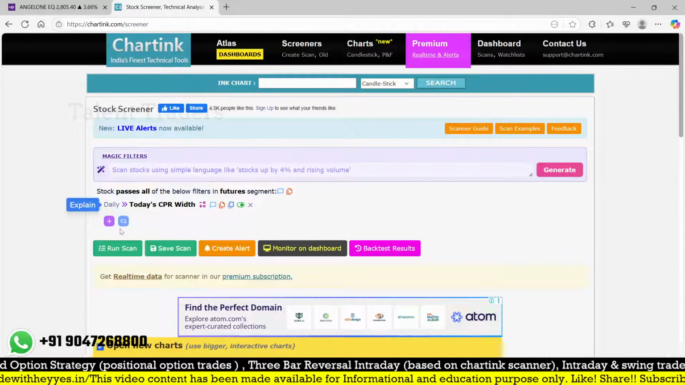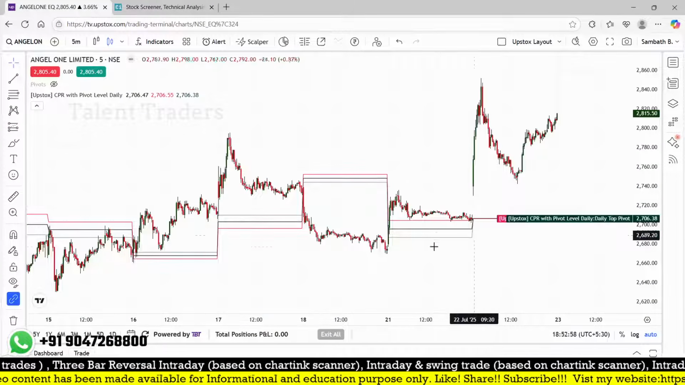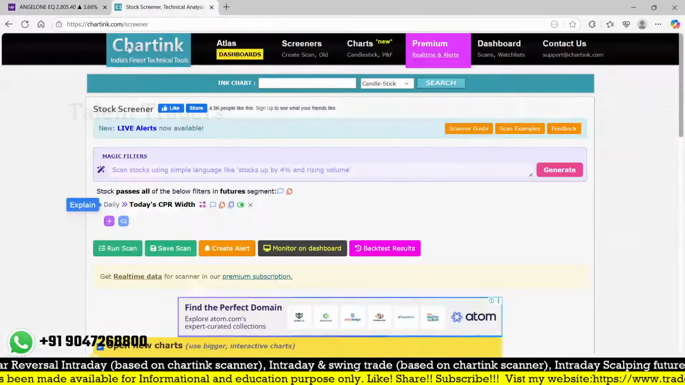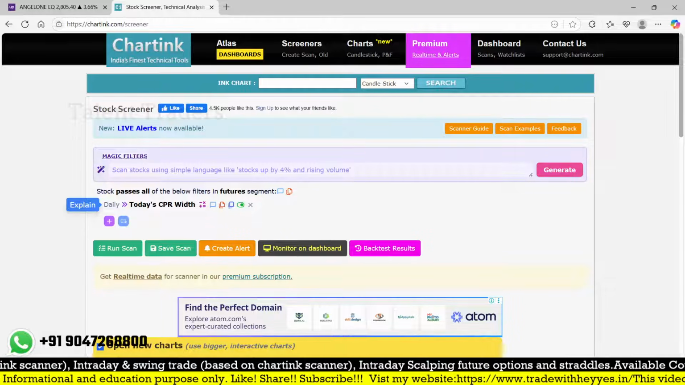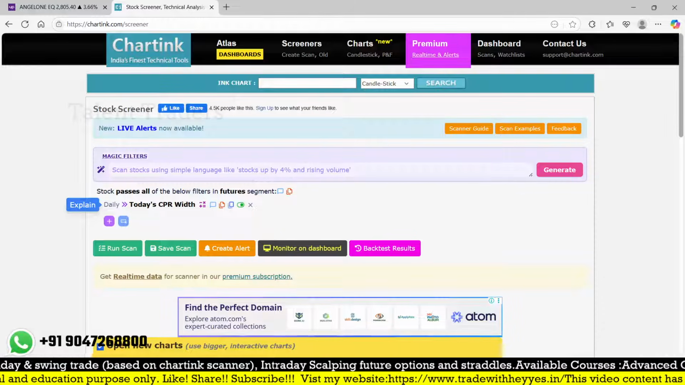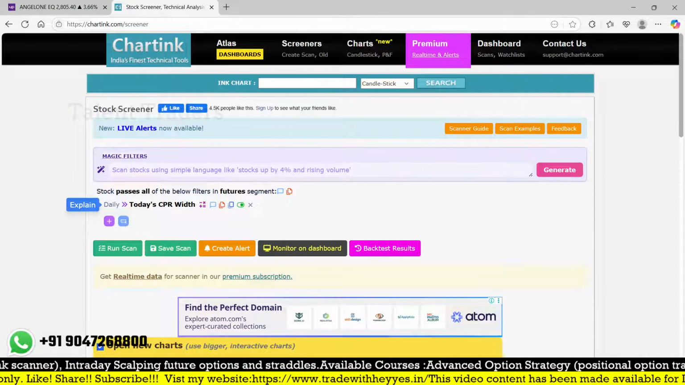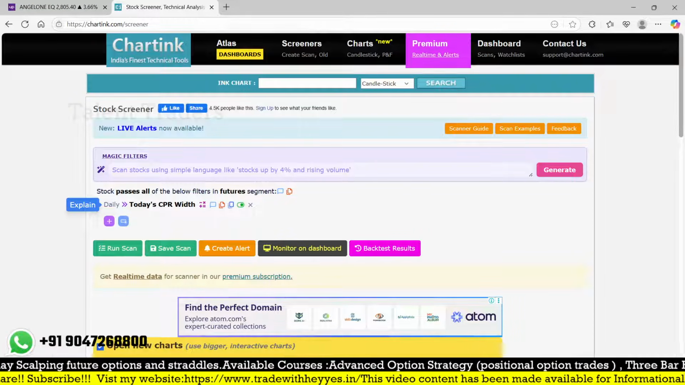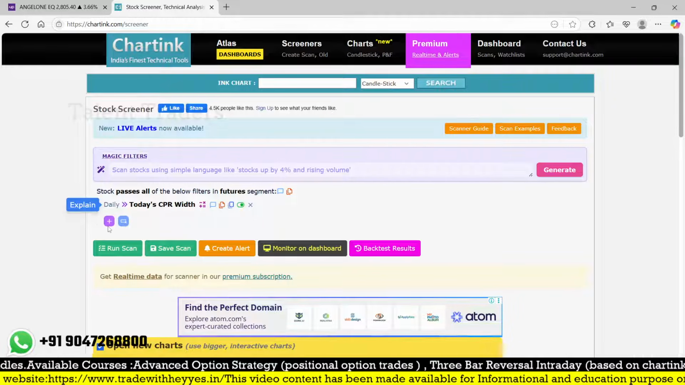So here is my logic. Today's CPR width is the width of the CPR, comparing the TC and BC values, and it should be less than the 10 days average. So like that we have to create a 10 days average.